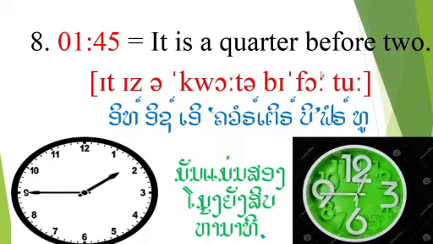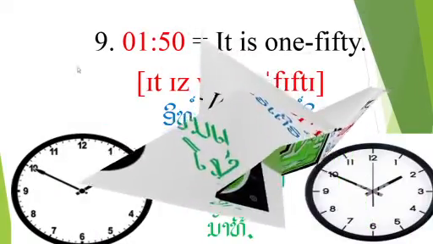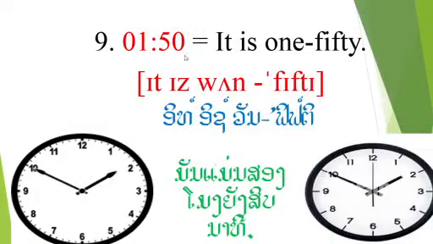1:45 is equal in an English sentence to: It is a quarter before 2. It is a quarter before 2. Next one. See number 9. 1:50 is equal in an English sentence to: It is 1:50.